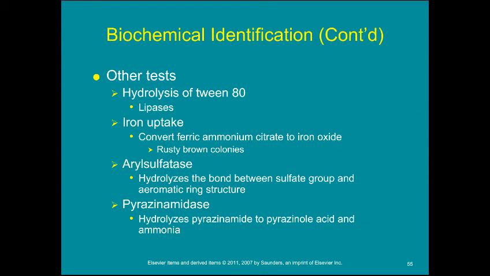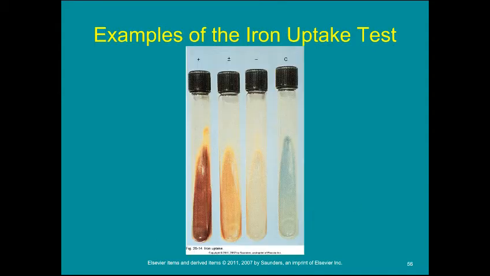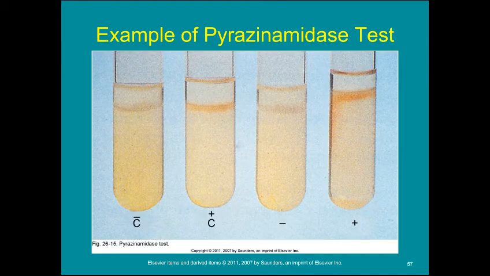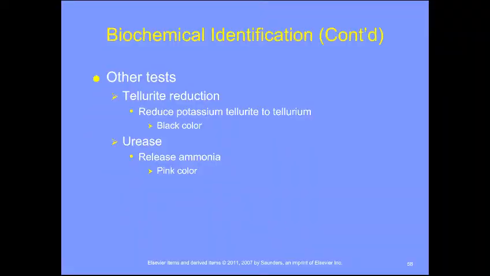Other tests, you have your hydrolysis of Tween 80. As I've said, this is a surfactant, simply detecting lipases. Iron uptake, convert ferric ammonium citrate to iron oxide. Positive result is rusty brown color. Aryl sulfatase hydrolyzes the bond between sulfate group and aromatic ring structure. Pyrazinamidase hydrolyzes pyrazinamide to pyrazinoic acid and ammonia. Okay. So this is an example of your iron uptake test. This is an example of pyrazinamidase test.